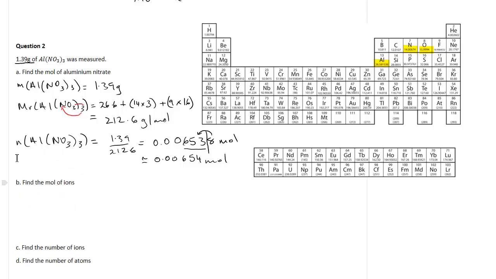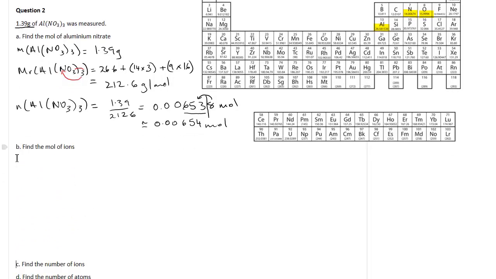Now, find the mole of ions. For this you need to understand how ions form, and figure out from a chemical formula how many ions you have. So aluminium nitrate. The way this works is, for every one aluminium you need 3 nitrates. You can see that there's 3 nitrates to neutralize the charge. So overall there are four ions. There's an aluminium, and there are 3 lots of the nitrates. So that's 4 ions in total.